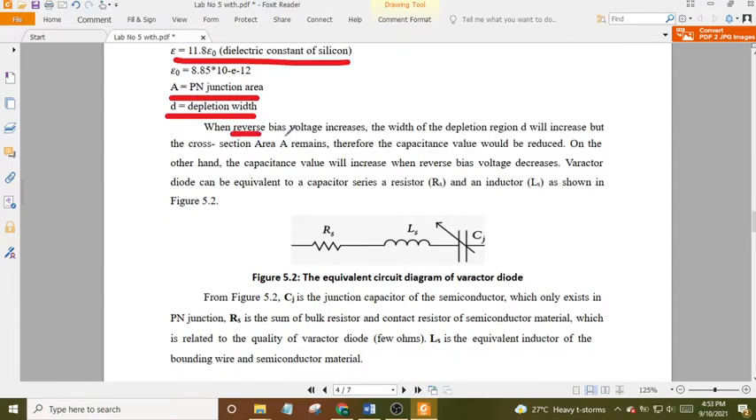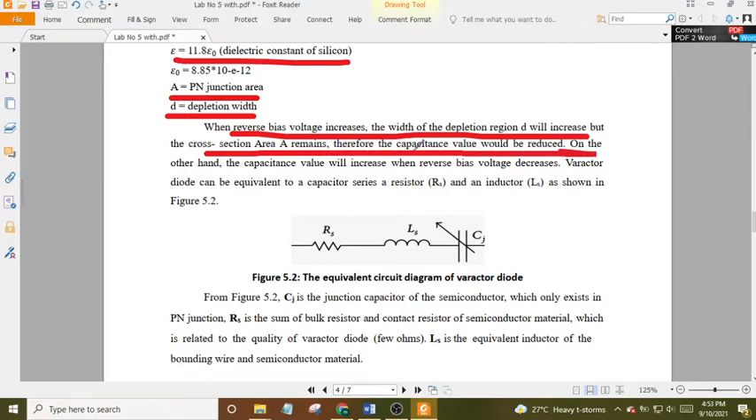When the reverse bias voltage increases, the width of the depletion region d will increase, but the cross-section area remains, therefore the capacitance value would be reduced. On the other hand, the capacitance value will increase when the reverse bias voltage decreases.